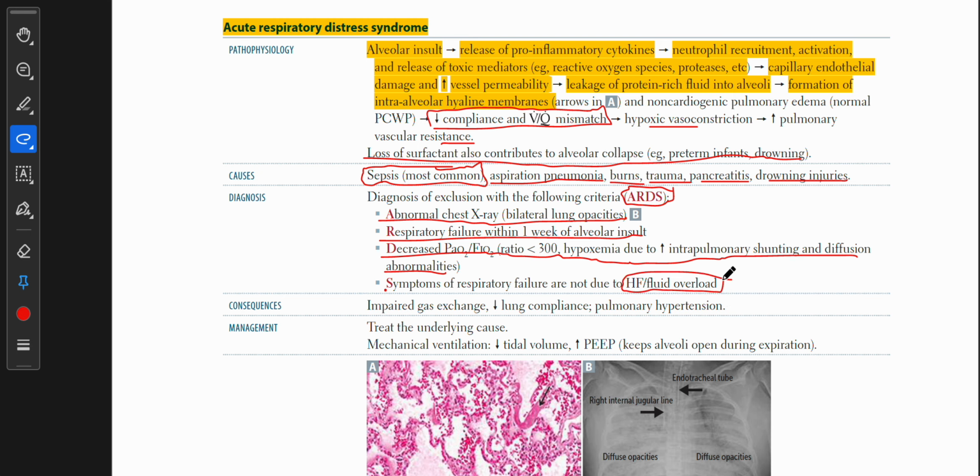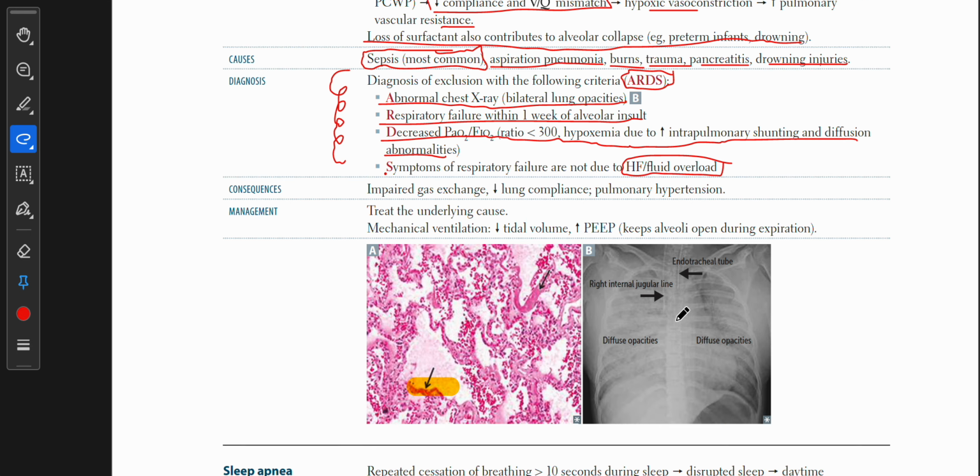We have to remember it like that. There are symptoms of respiratory failure, but they should not be due to heart failure or fluid overload. That is the exclusion criterion. So the diagnosis of ARDS is by ARDS: A for abnormal chest X-ray, which shows bilateral lung opacities, like in here you can see diffuse opacities.